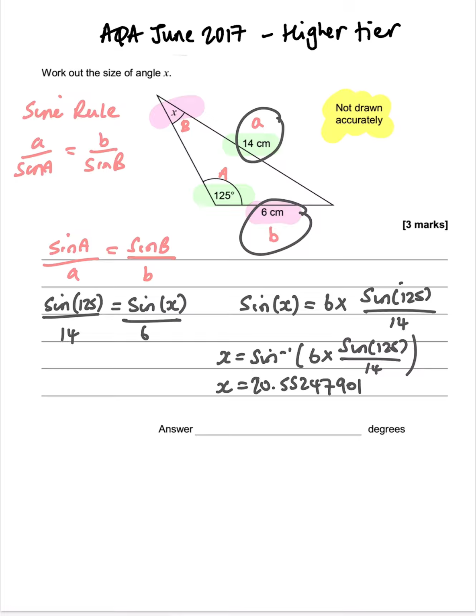Now this is an AQA paper, so they don't ask us to round it to a particular number of decimal places. Other exam boards will specifically ask for a number of decimal places, so Edexcel, OCR, etc. And it tends to be one decimal place for an angle. Because AQA hasn't asked us to round, we've got a couple of options here. You can write that full answer on your answer line, or you can show the full answer clearly in your working and then round it on your answer line. So I've rounded it to 20.6 instead of 20.55 degrees.